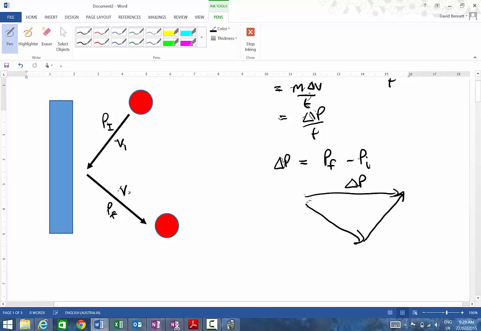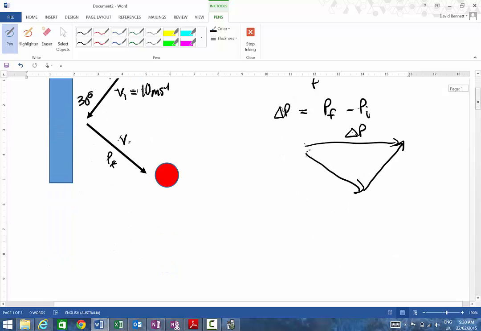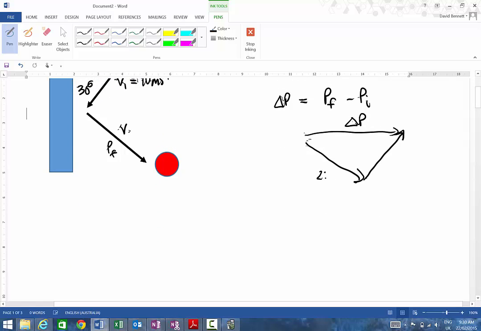Now if I give you an angle over here, let's say this is actually 30 degrees. And let's say it's got a mass of 2 kilograms, and it's moving with a speed of 10 meters per second. So what would be the change in my momentum? Well, we need to work out the initial momentum and final momentum. We know the momentum p is going to be equal to 2 times 10, which is 20 kg m/s. So then we could put that value in here, 20 kg m/s.